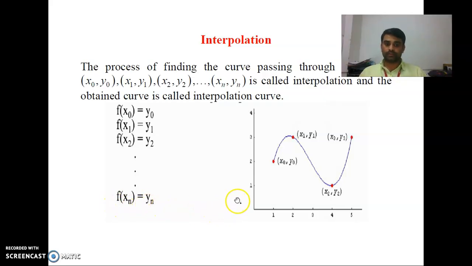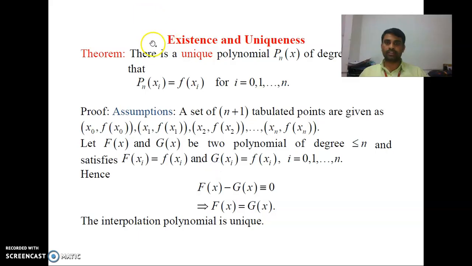And here we consider x0, y0, x1, y1, x2, y2, x3, y3. These are the data points. And we have to fit the curve to these data points. So this is our fitted curve. After fitting this curve, we have to check if this curve is unique or not. So here we consider the existence and uniqueness theorem.